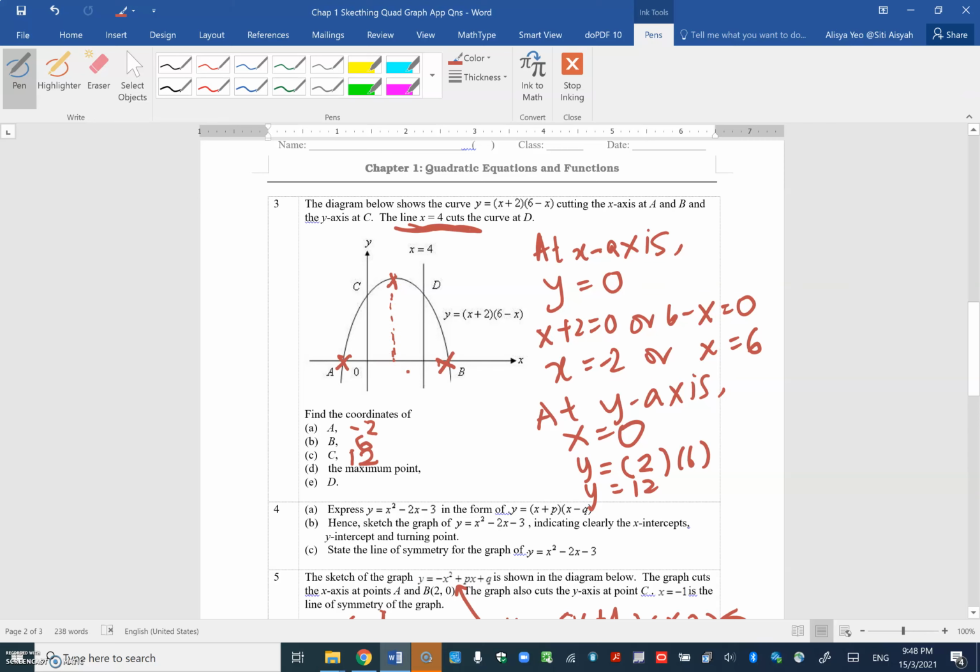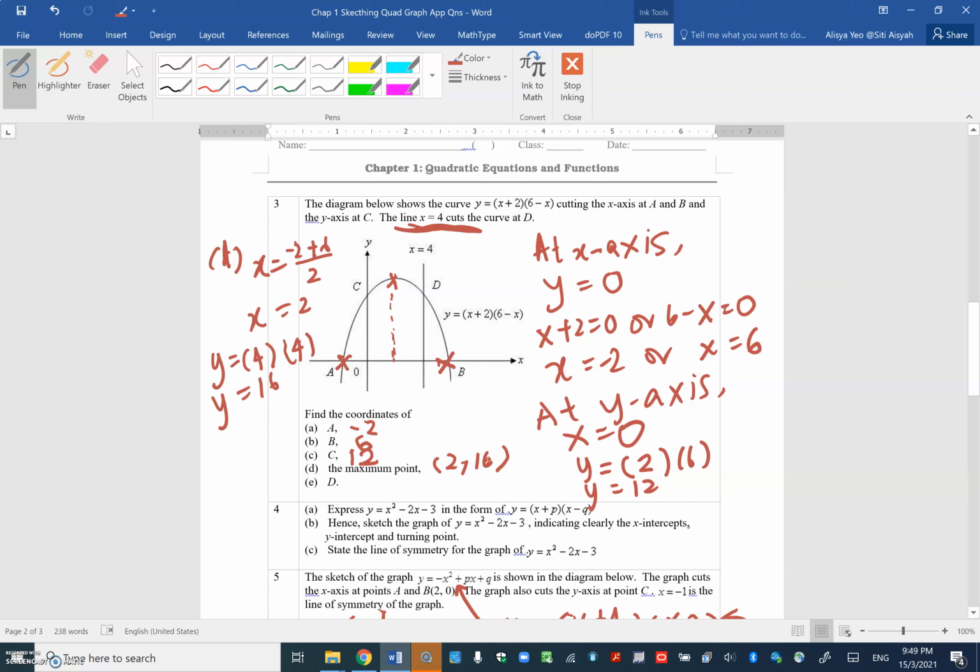Okay, so for part D, the x coordinate will just be the midpoint of the two x-intercepts. So it's -2 plus 6 divided by 2. So this should give you x equals 2. Now, to find the value of y, you've got to sub in x equals 2 into the equation of the curve. So y equals 2 plus 2 is 4. And then sub in 2 here, you will get 6 take away 2 is again 4. So the value of y is 16. Okay, so your maximum point is going to be (2, 16).